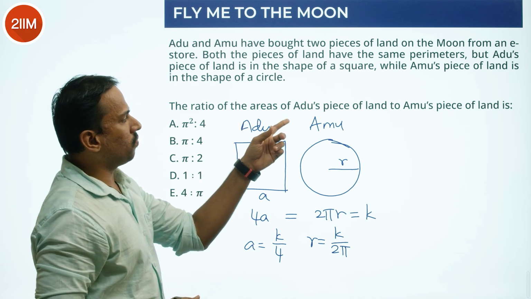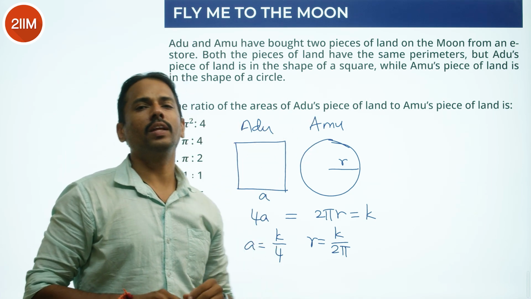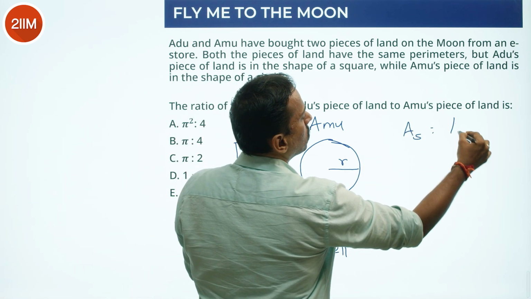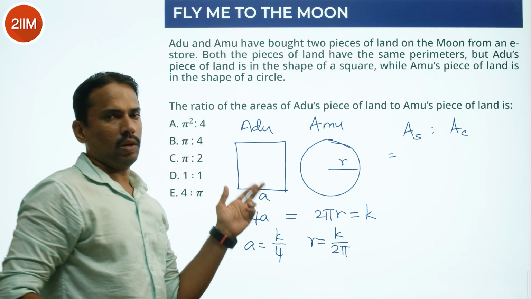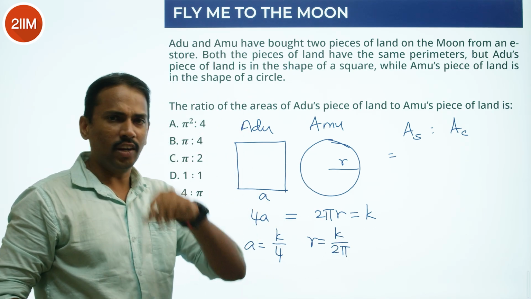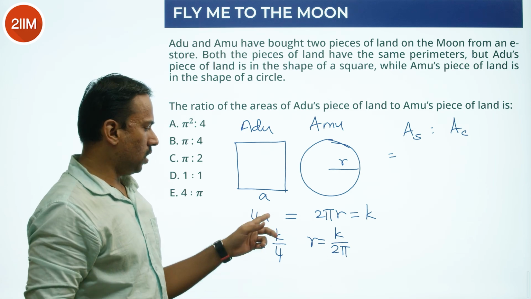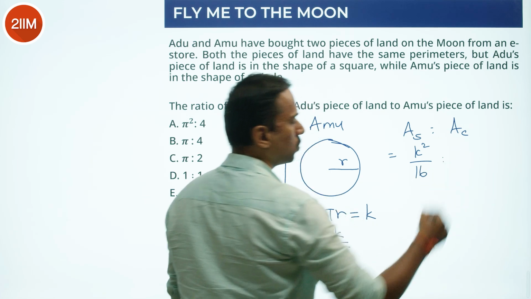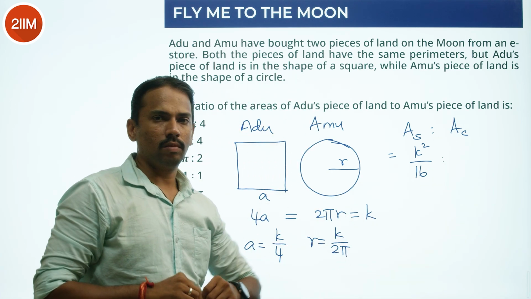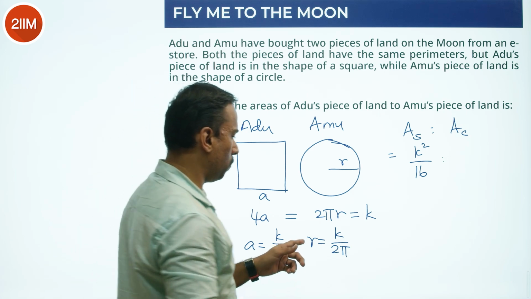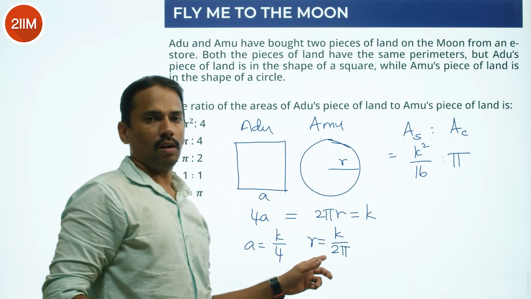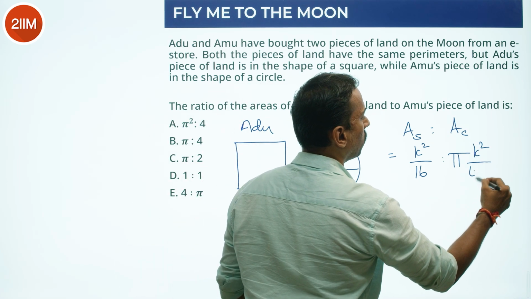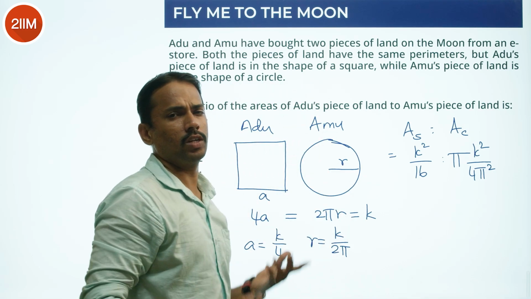The ratio of the areas of Adu's piece of land to Amu's piece of land. We need to find the ratio of their areas. Simple. So the area of this square is to the area of this circle. This is what we want. Area of square is side into side, a square. a is k by 4, so a square is k square by 16. Here, area of the circle is pi r square. R square is k square by 4 pi square. So this simplification would give us the answer.